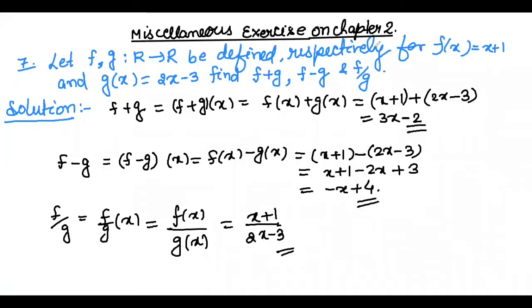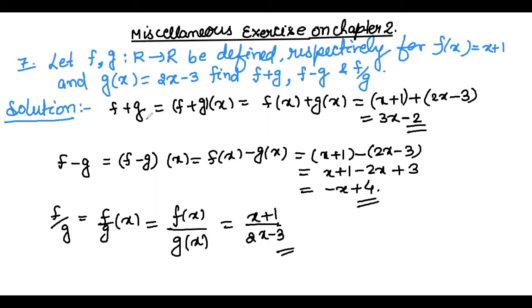Now, question number 7. This is based on the algebra of real functions. That is not in your syllabus, but I am discussing it here. Let f and g be functions from R to R, defined respectively by f(x) = x + 1 and g(x) = 2x - 3. Then we have to find f + g, f - g, and f by g.